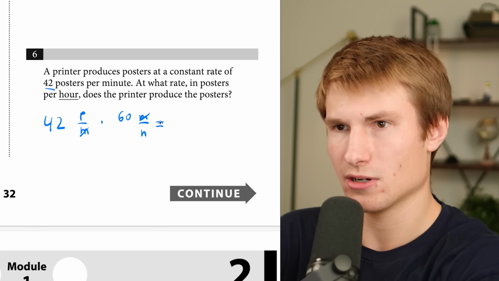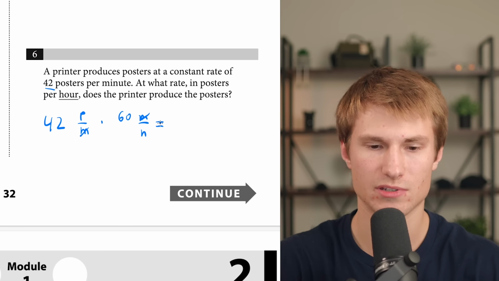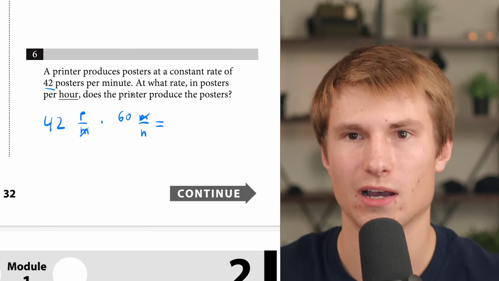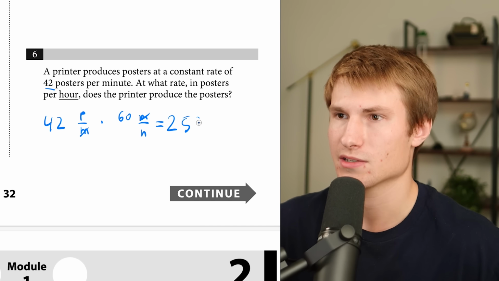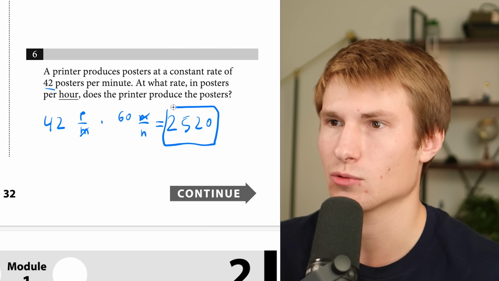So let's go ahead and put this in our calculator. That's going to be 42 times 60. Keep in mind, this is the digital SAT, which means you can use your calculator on all portions of this digital SAT. So we have 2520 as our answer there. That'd be 2520 posters per hour. As you can see, we have P over H. So 2520 is our answer for number 6.